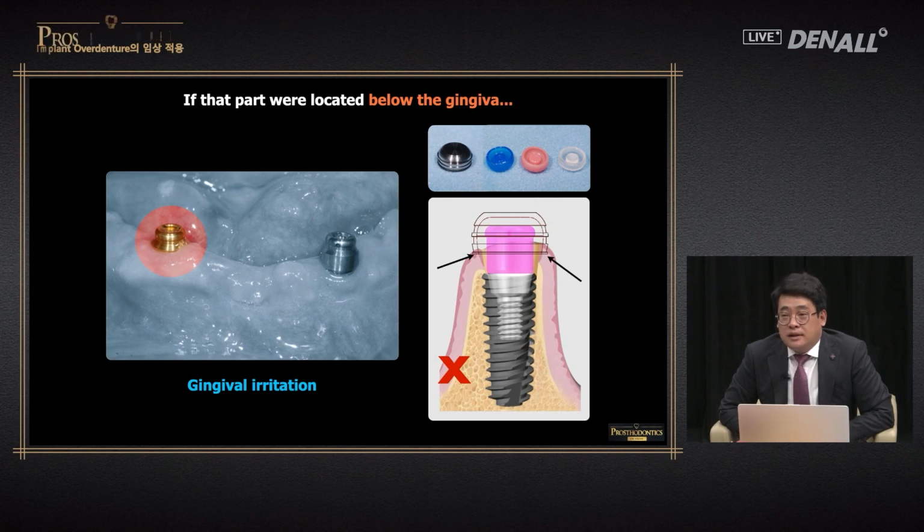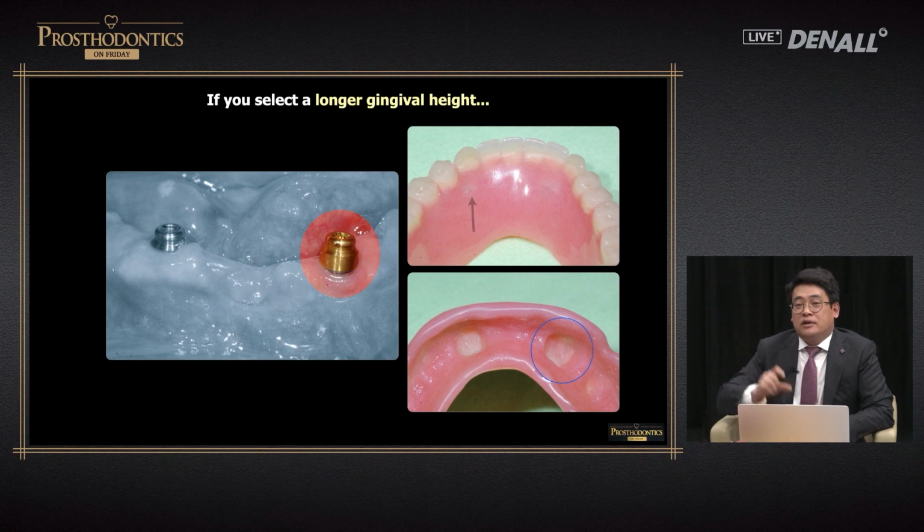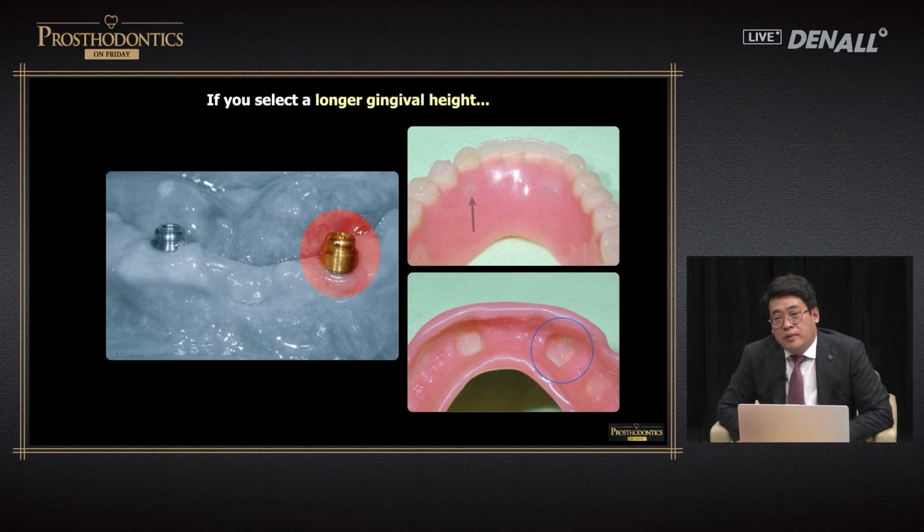And if you make the GH too long, then it interferes with the denture base resin and the space for artificial teeth, and at times perforation occurs like this. And therefore, appropriate GH should be chosen in line with implant placement depth and the gingival thickness.